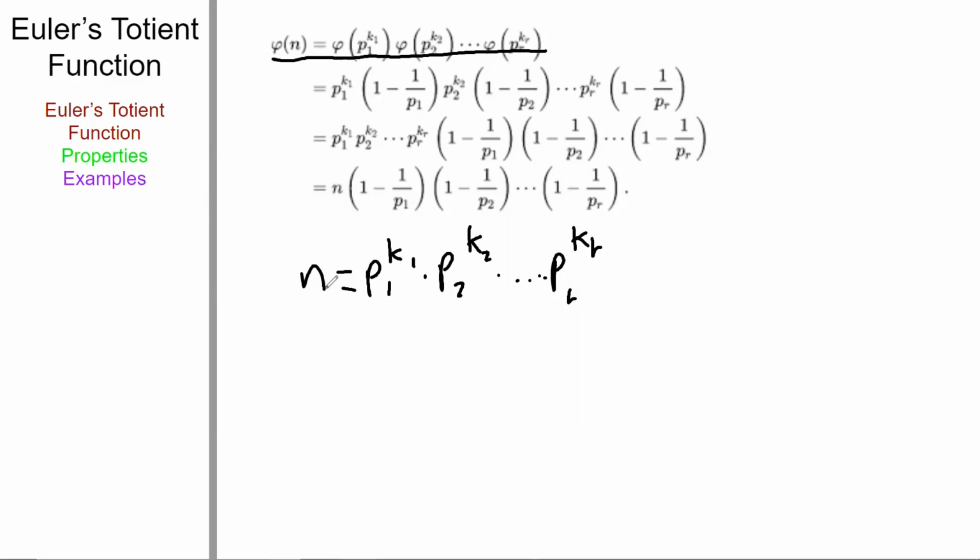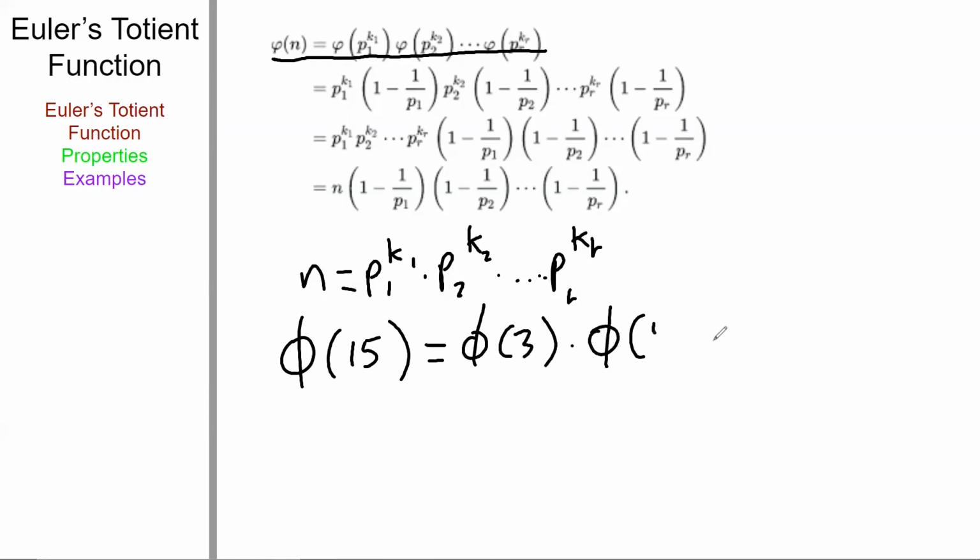Okay, so let's try another example. Let's try two other relatively prime numbers. Let's say 3 and 5, right? And 3 and 5 make 15. So the phi function of 15 is equal to the phi function of 3 times the phi function of 5. So this equation will be true.